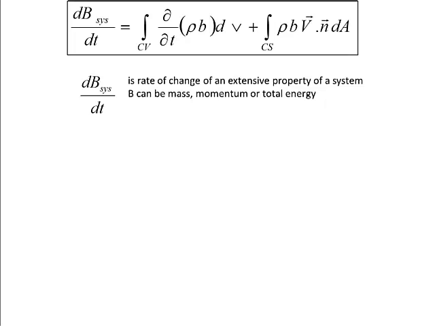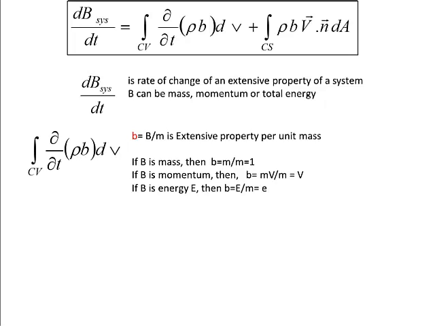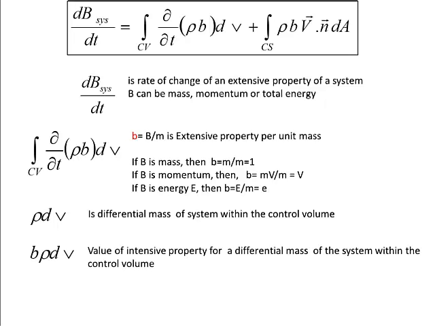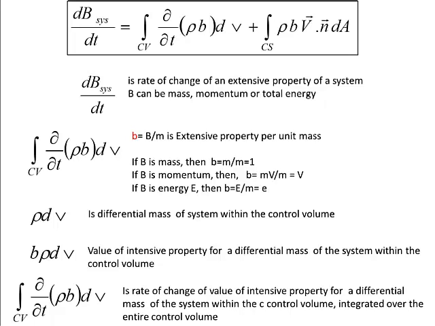For example, it can be the rate of change of mass or momentum of the system. In the next term, small letter b is the intensive value of property B under consideration. The meaning of these terms can be discussed next. Rho dV is the differential mass of the system within the control volume. b rho dV is the value of the intensive property, for a differential mass of the system, within the control volume. Finally, the second term refers to the rate of change of the value of the intensive property, for a differential mass of the system within the control volume, integrated over the entire control volume.